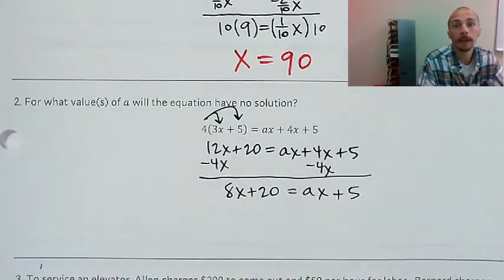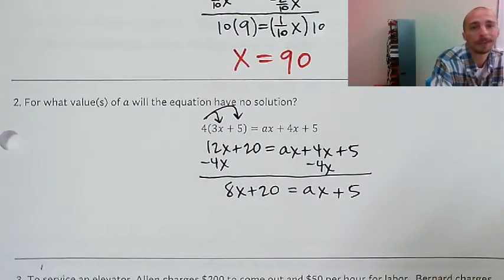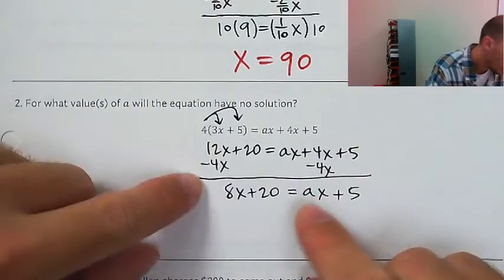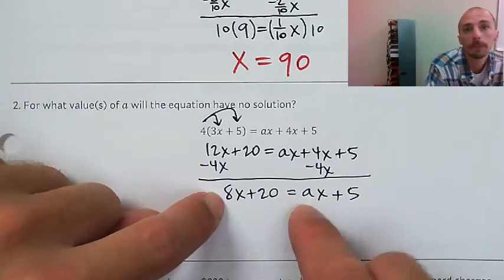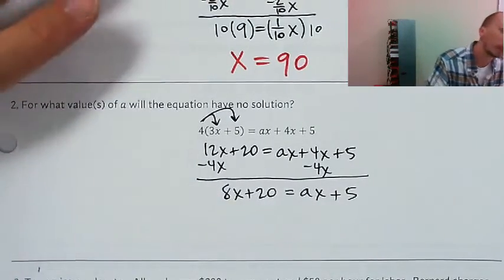And I know that if I'm going for no solution, I need it to be 20 equals 5, right? So I know I need to have the same number of x's on both sides, so that means that a needs to equal 8. And I think that's a better way of solving it.